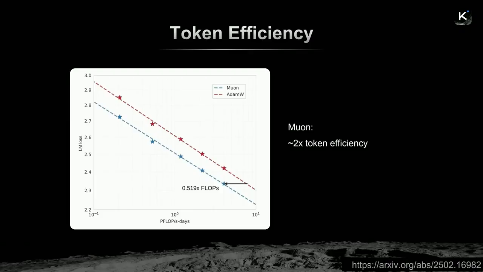One thing that I would like to emphasize is that token efficiency is not just about efficiency. It's actually also about improving the upper bound of intelligence.